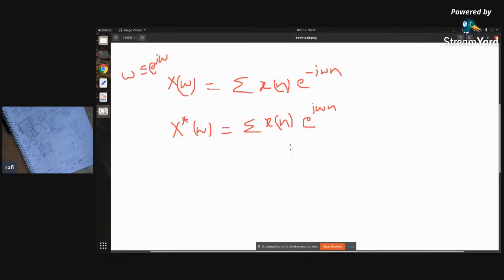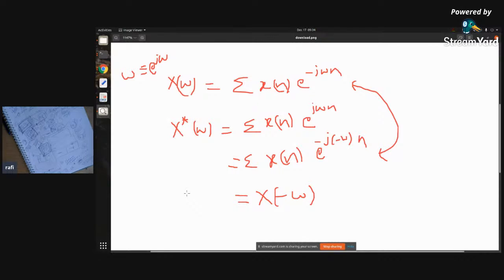So how can you further write this? x of n e power minus j of minus omega into n, which will be plus j omega n. So when you compare these two equations, in the place of omega now you have minus omega. That means this is the same as X of minus omega, which is X star of omega.